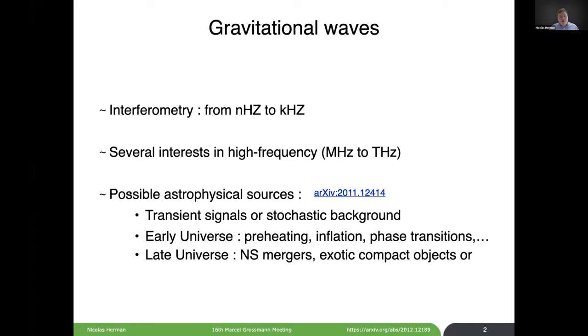And there are some possible astrophysical sources for this frequency. I recommend this review on high frequency gravitational waves on arXiv. This could be transient signals or a stochastic background. And it could be sources from the early universe, such as preheating, inflation, phase transition, and so on, or late universe sources like neutron star mergers or some exotic compact objects.